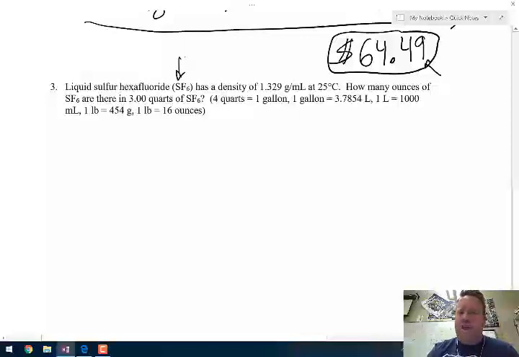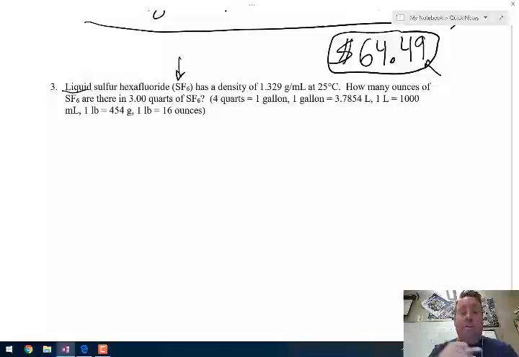Okay, last one. Liquid sulfur hexafluoride, which has a formula of SF6 right here. Sulfur hexafluoride is many times a gas. At 25 degrees, clearly it's a liquid because it says liquid. But if you raise the temperature of it, it will turn into a gas.